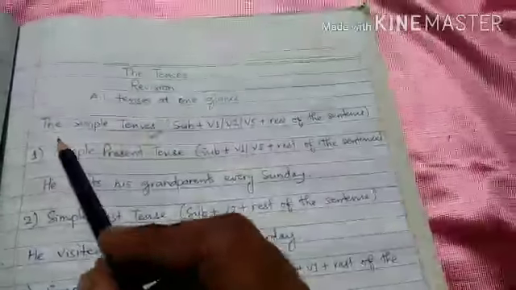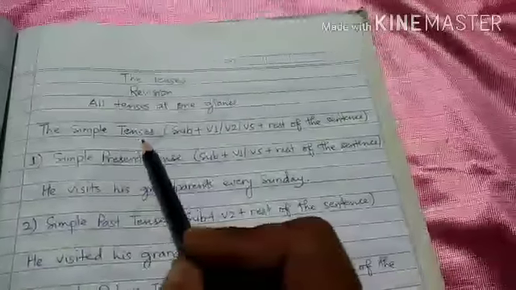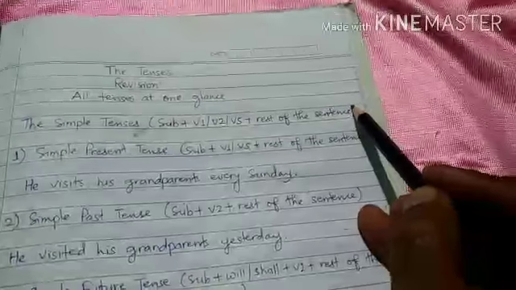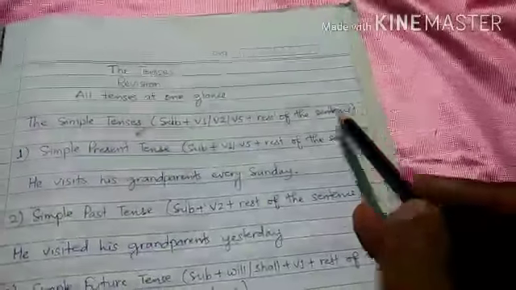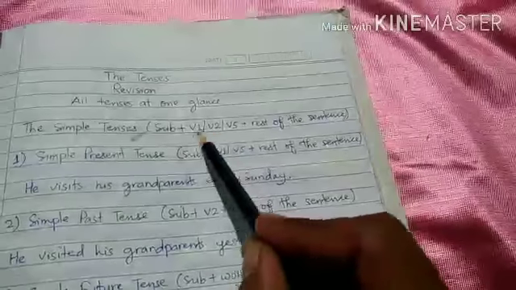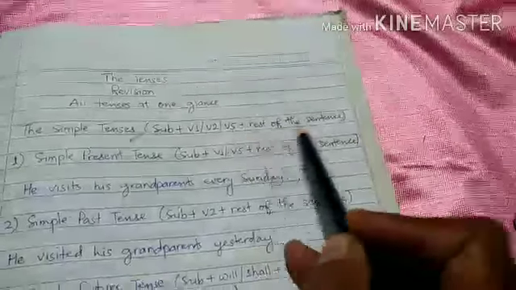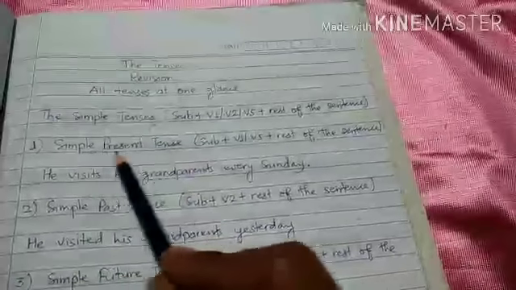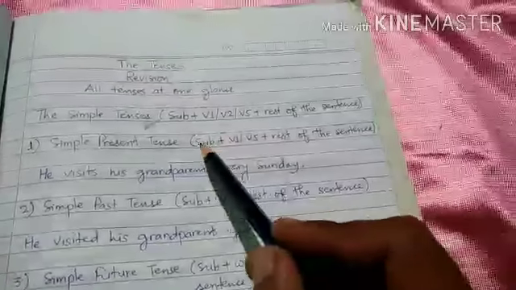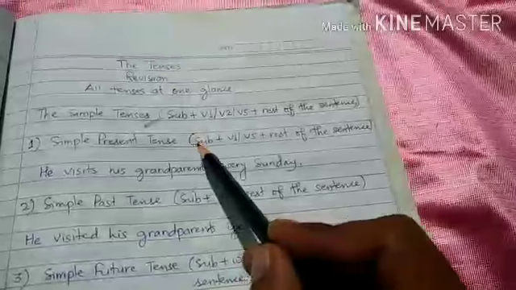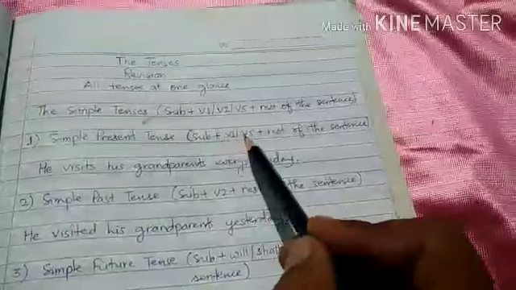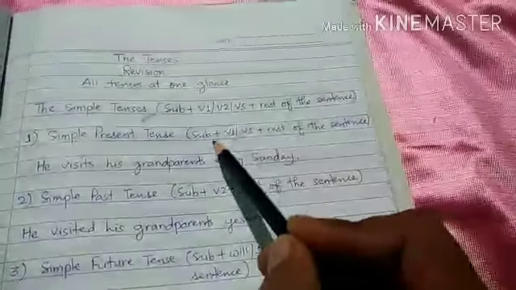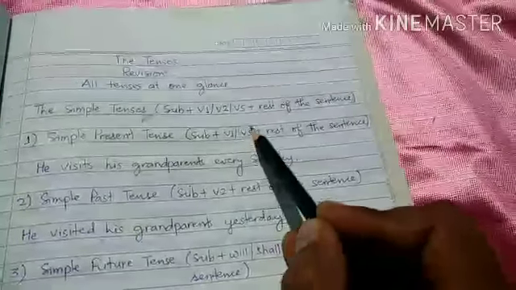Like if you see here the simple tenses, the use of verb forms in the whole simple tenses will be like this: subject plus V1 or V2 or V5 plus rest of the sentence. At first we will see the simple present tense, in which the sentence structure is subject plus V1 or V5 plus rest of the sentence. V1 if the subject is plural and V5 if the subject is singular.